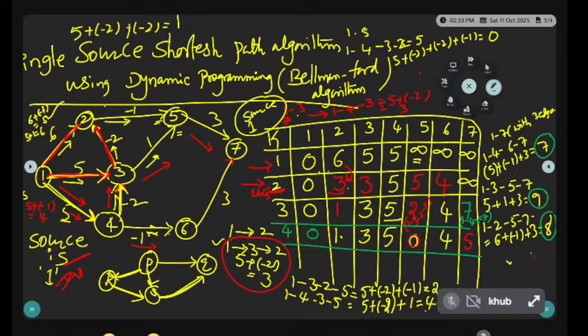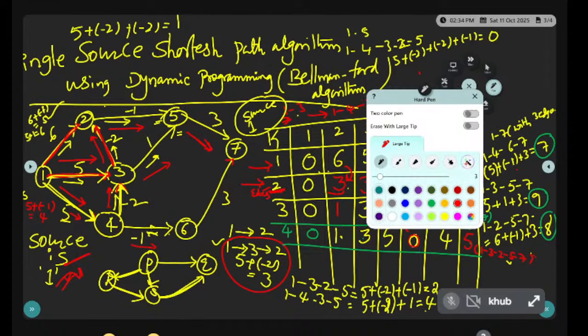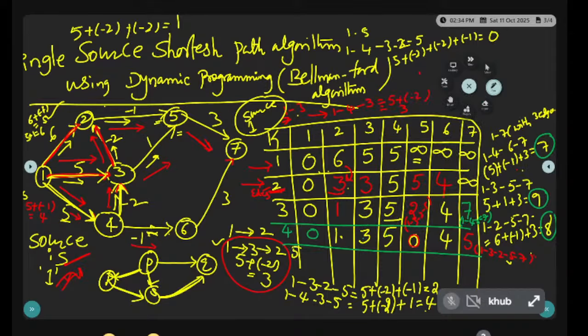1 to 3, 3 to 2, 2 to 5, 5 to 7. This is 5 minus 2, 3 minus 1, 2 plus 3, 5. So here 1 to 3, 3 to 2, 2 to 5, 5 to 7. బ్రాకెట్లో రాసుకోండి కావాలంటే. సూపర్. Now go with the fifth one with the 5 edges.